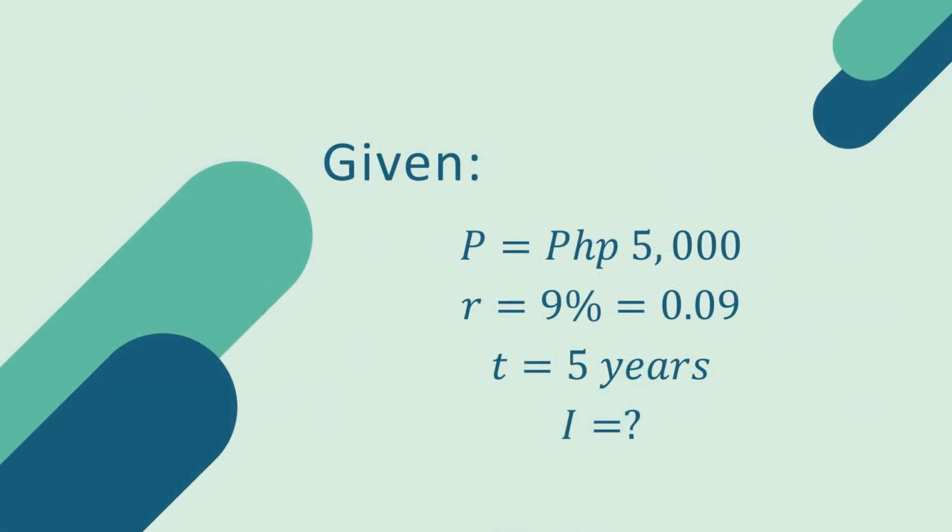So first, let's identify what are the given values. We have the present value P, which is 5,000 pesos, the annual simple interest rate of 9%, divided by 100 or move two decimal places to the left and we will have 0.09 as our R. Next, we have 5 years as our T, and we have to find the interest he will earn after 5 years.